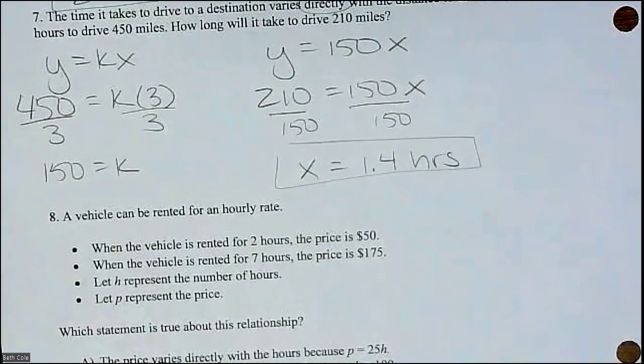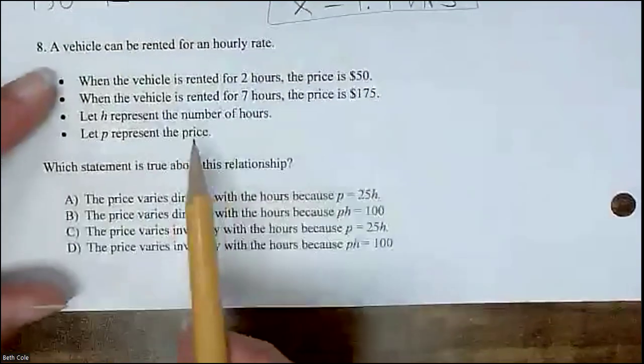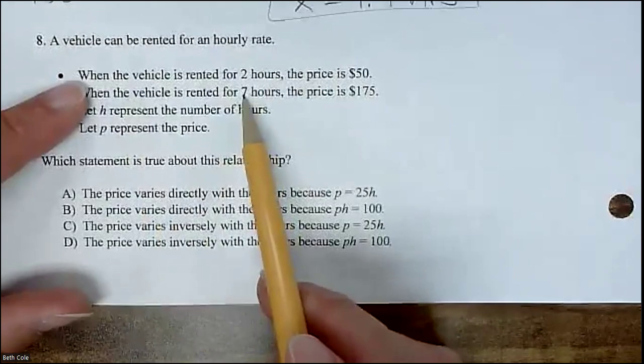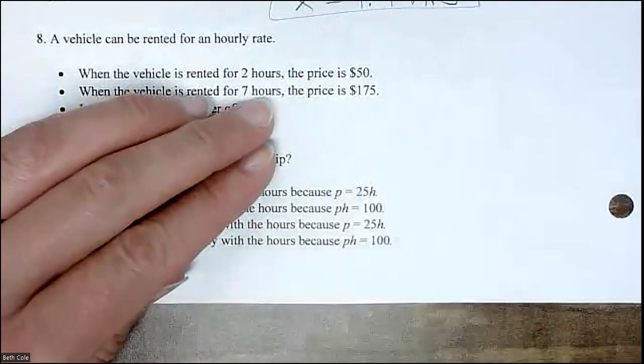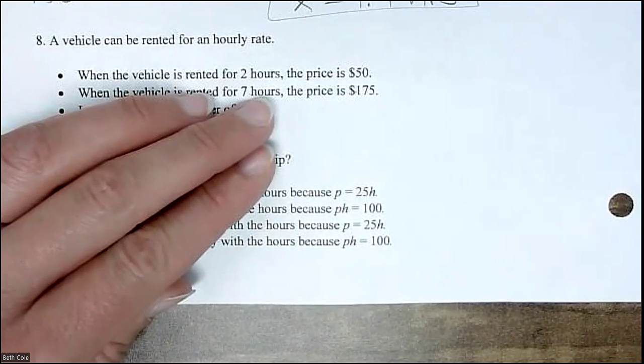All right, and then the last one. This looks overwhelming because it's a lot to read, but it's really not that bad. It says a vehicle can be rented for an hourly rate, all right? When it's rented for 2 hours, the price is 50. When it's rented for 7 hours, the price is 175. Before I even go any further, would you want to multiply those numbers or divide those numbers?